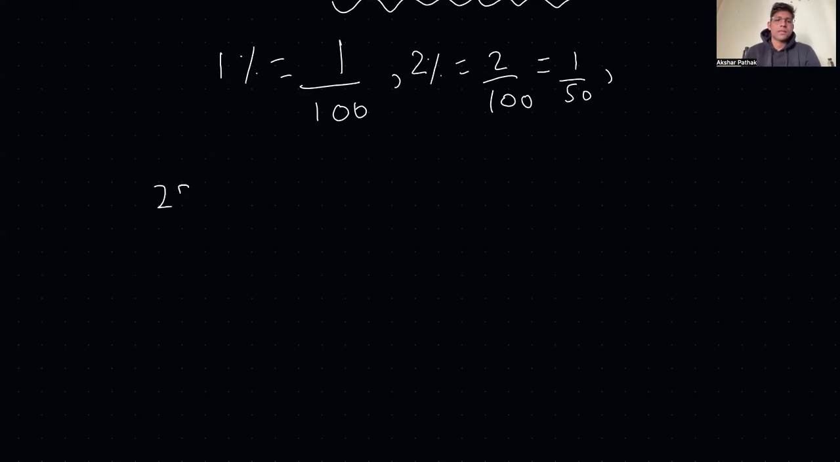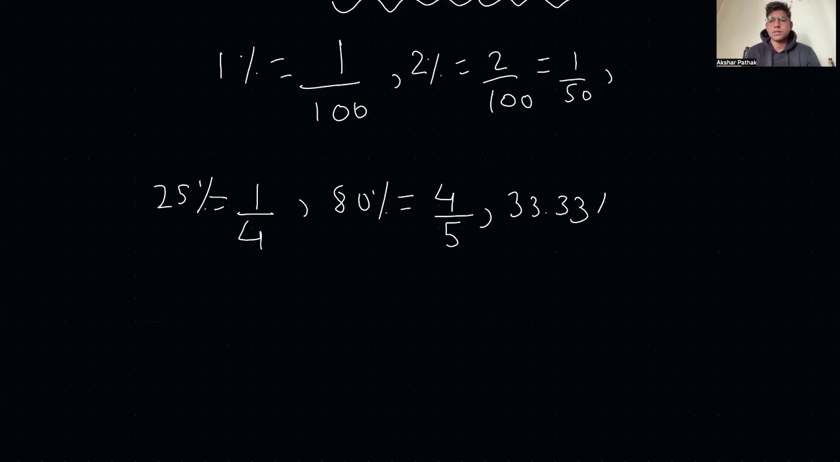25% is 1 by 4. How? Because 25% is 25 by 100, and you can reduce it to 1 by 4. So now I won't do all the calculations. I will just tell you some important percentages you need to remember. We have 80%. We have 33.33%, 1 by 3. Okay, now let me see how many are there.